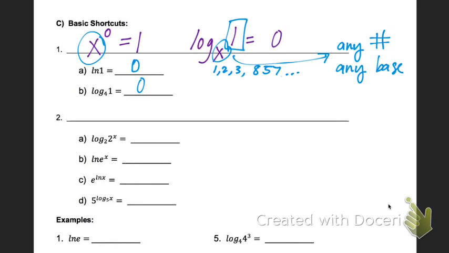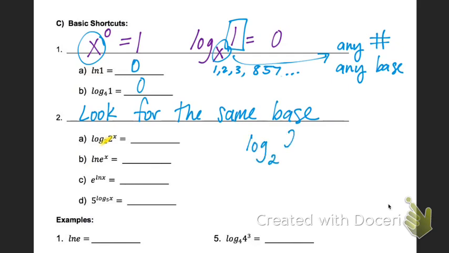The second one is look for the same base. So if you notice that the base and then the number next to it are the same, like that they match, that will always equal 1. So if I had log base 2 of 2, that equals 1.